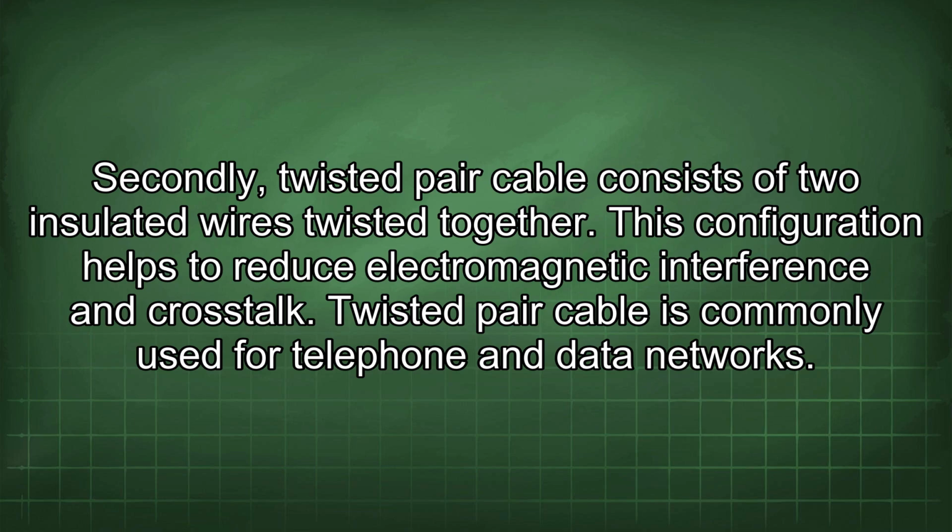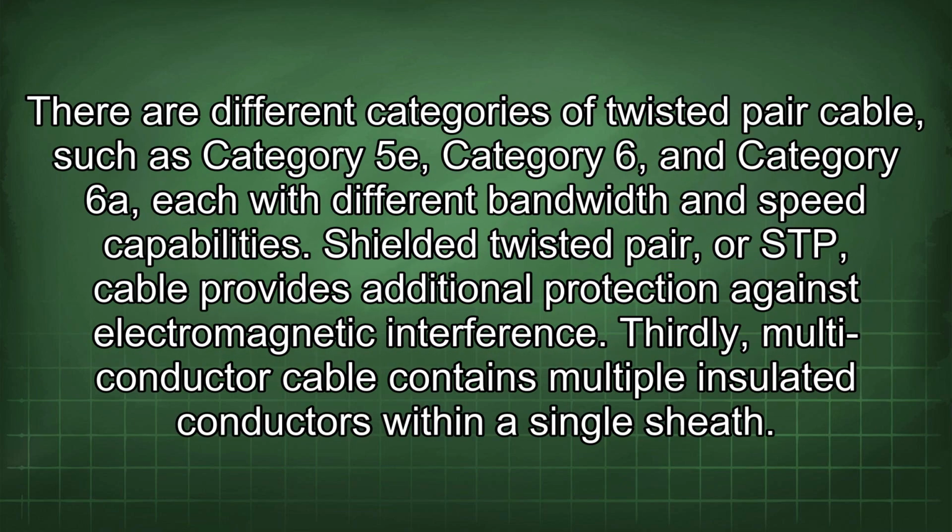Secondly, twisted pair cable consists of two insulated wires twisted together. This configuration helps to reduce electromagnetic interference and crosstalk. Twisted pair cable is commonly used for telephone and data networks. There are different categories of twisted pair cable, such as Category 5E, Category 6, and Category 6A, each with different bandwidth and speed capabilities. Shielded twisted pair, or STP cable, provides additional protection against electromagnetic interference.